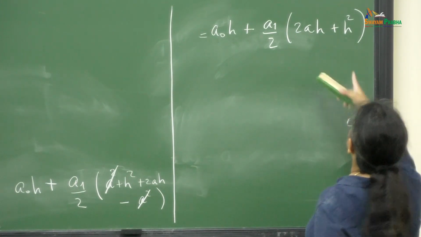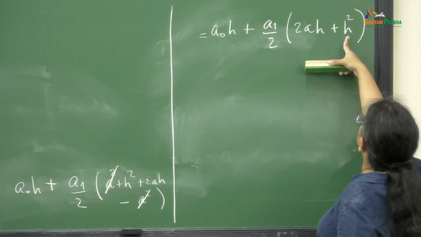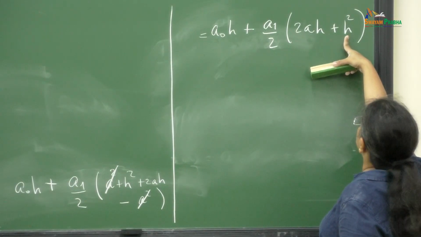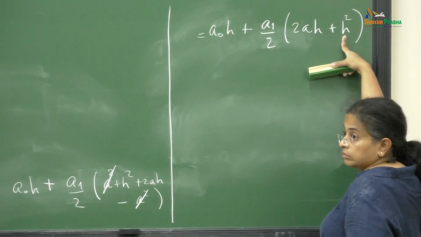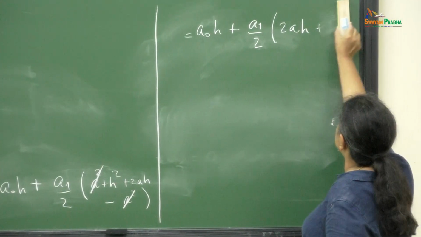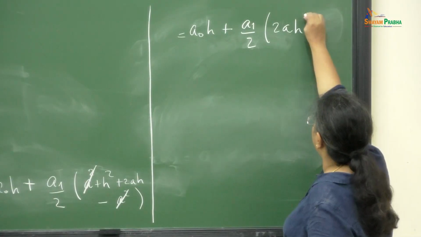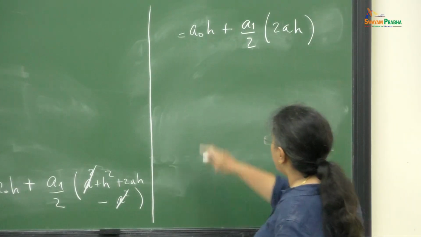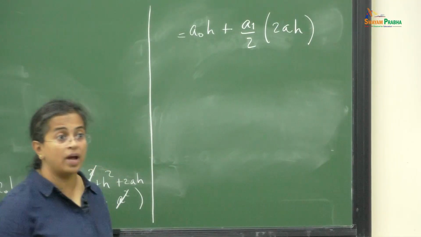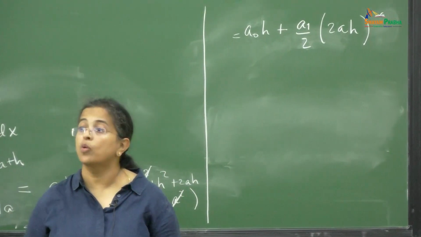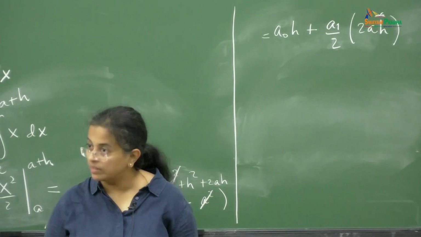Okay, great. So now this one I can ignore, right? I can ignore it because it's an h square term compared to h. So therefore, I only have this one. Now I have to really find out what a0 and a1 are. How do I find that out? Use the function.